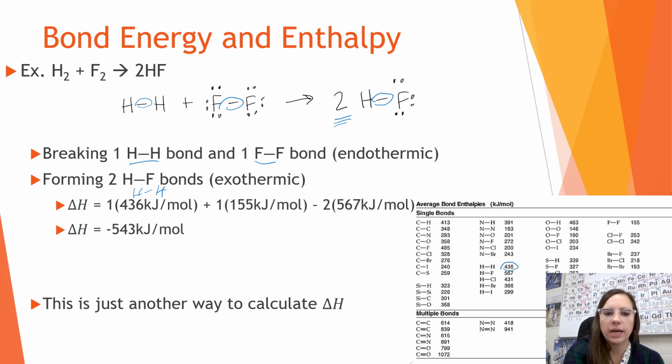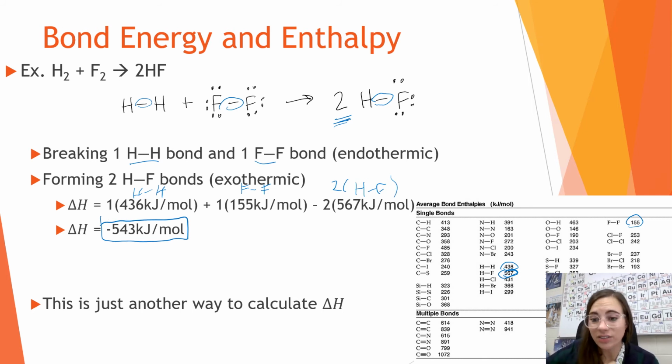Then we have 1 times the F bond energy, which is 155. Then we are subtracting 2 times the HF energy, which is 567. So when we do that math, we get negative 543 kilojoules per mole. Now, if we calculated that delta H value from heats of formation or using Hess's law, we should get very, very close to 543 kilojoules of energy being released. So this bond enthalpy or bond energy is just another way to calculate enthalpy of reaction.